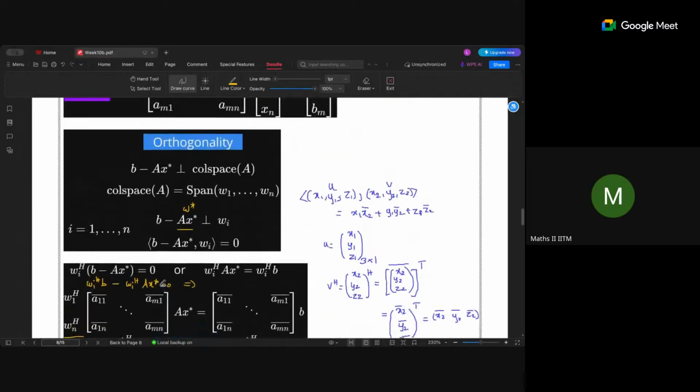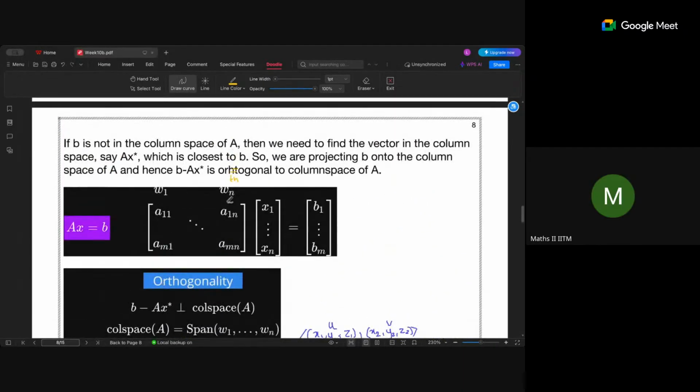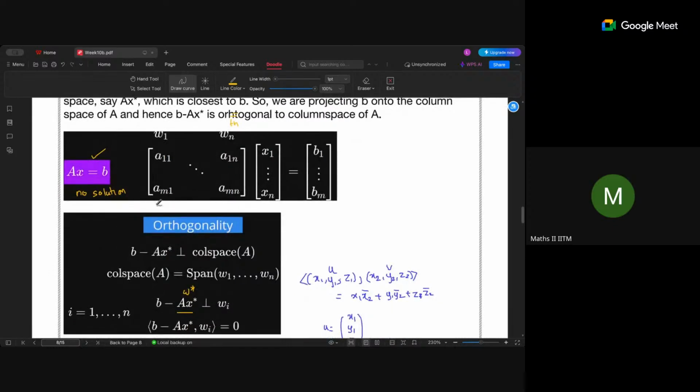So let me quickly recall what has happened. We are trying to find the solution for Ax equal to B. When there is no solution for this, what are we trying to do? We are trying to find an approximate solution.